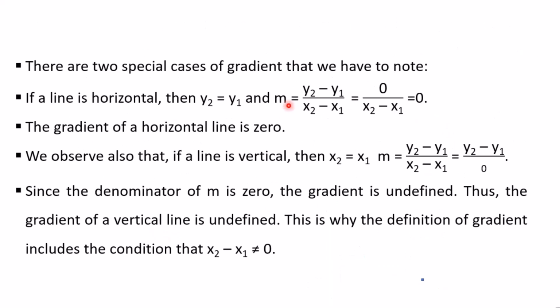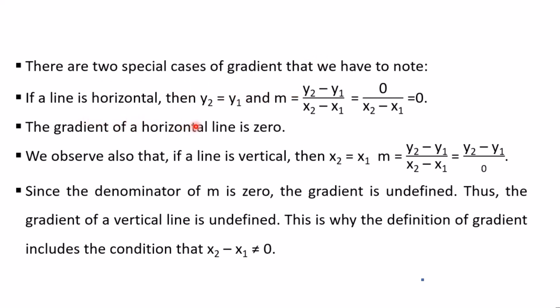There are 2 special cases of gradients that we have to note. If a line is horizontal, the line is flat, then our y2 will be equal to y1. In that case, our change in y will give us 0. When that happens, our gradient is always 0. That's when you are asked to find the gradient of a floor. You realize that the floor is a line on the ground, horizontal. The gradient of a horizontal line is 0.